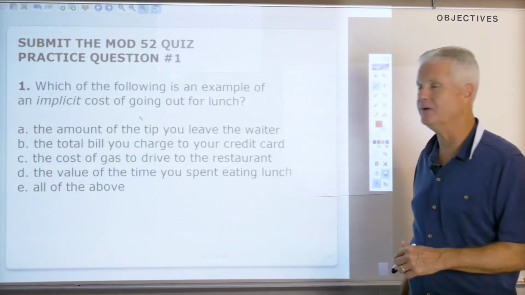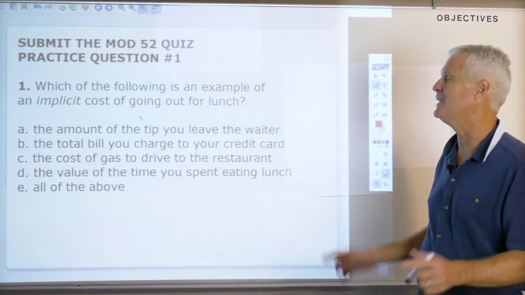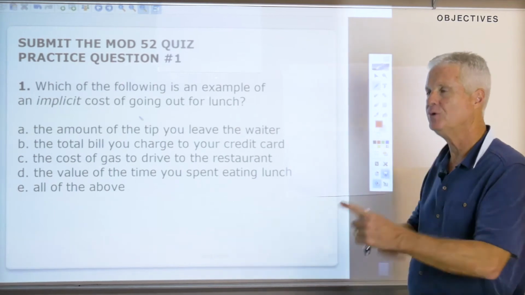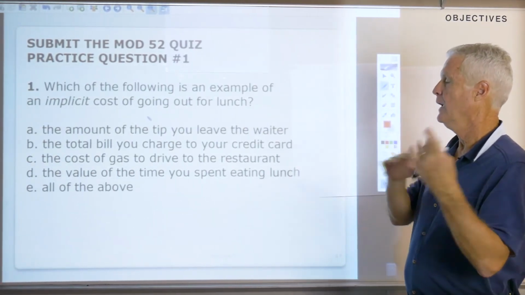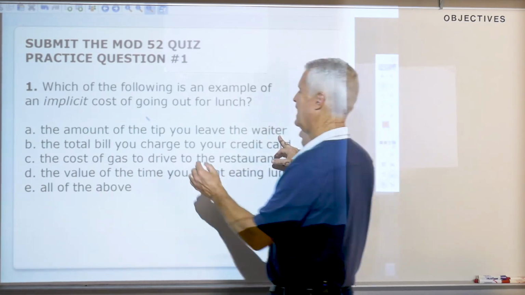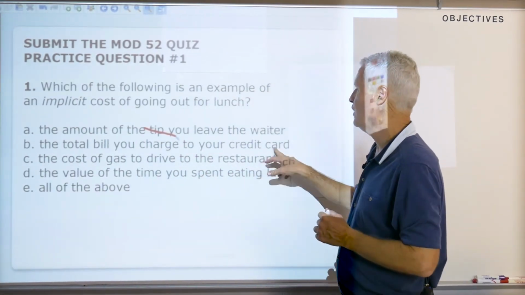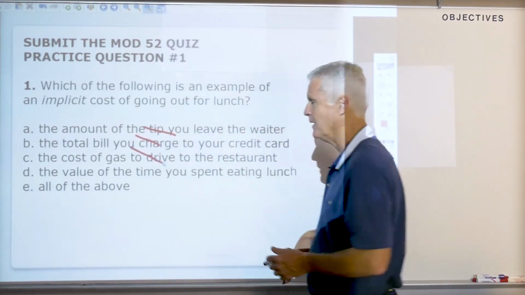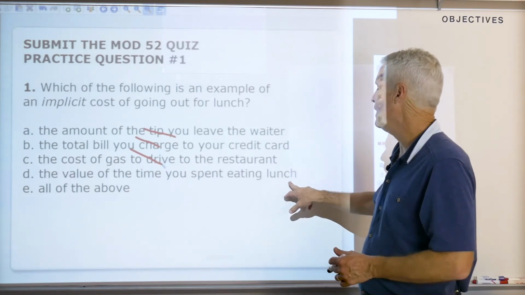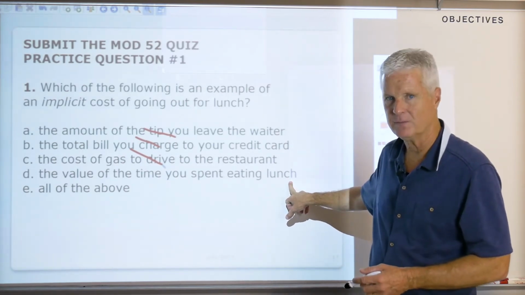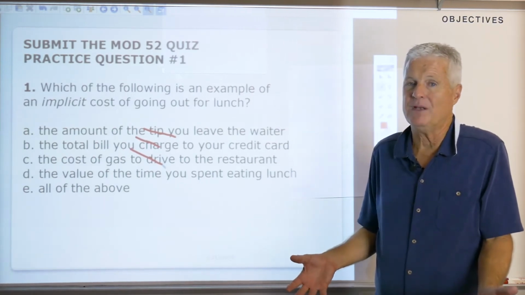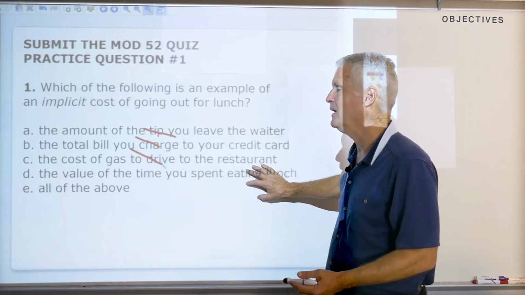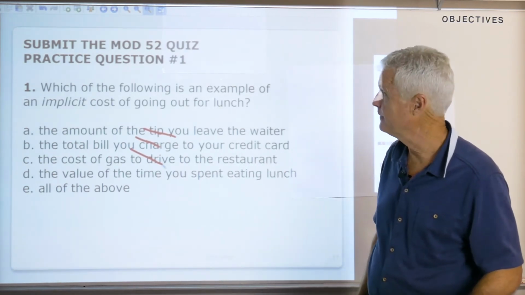And let's see if we haven't learned anything today. Okay, first one. Which of the following is an example of an implicit cost of going out to lunch? Pause the video, answer the question. And we're back. The amount of the tip, now that's cash. That's explicit. Total bill, explicit. Cost of gas, I wrote a check. Actually, I handed him my debit card, but the value of the time you spent eating lunch, yes, right? What could I have been doing? I could have been doing something else. Does that have a value? Maybe it does. Okay, if it does, then that would be an implicit cost. So the answer is D.